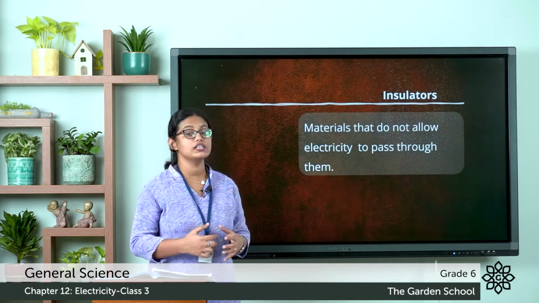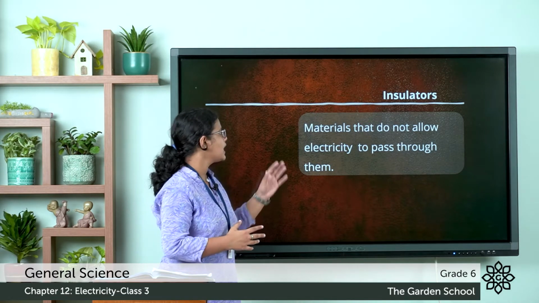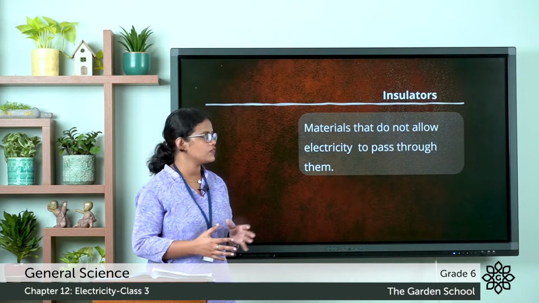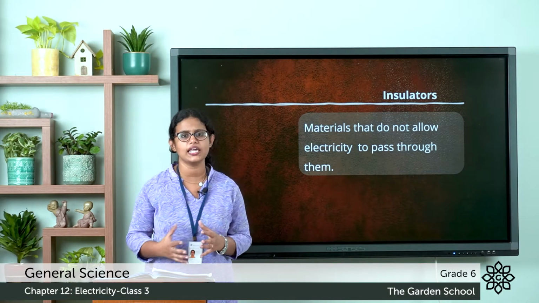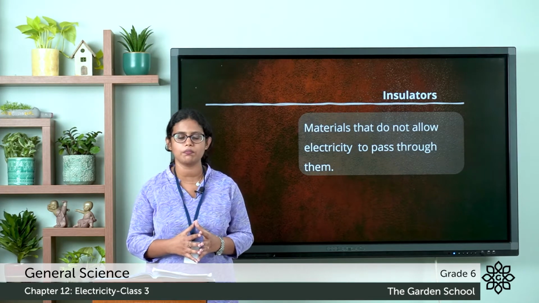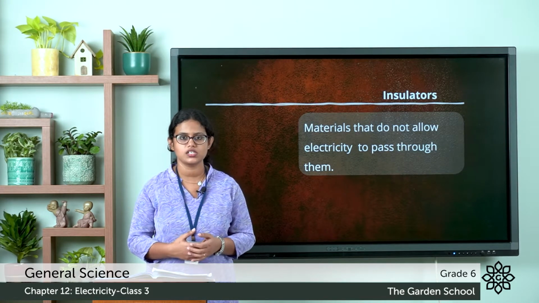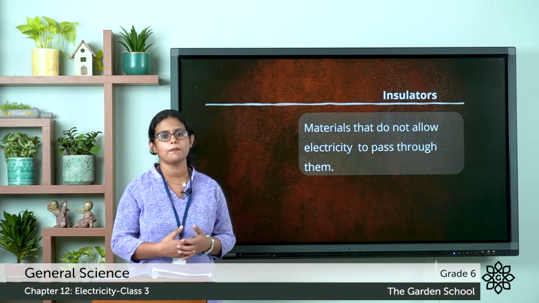The next is insulators. So what are insulators? Materials that do not allow electricity to pass through them. Such materials are called insulators. Conductors allow electricity to pass through them, whereas insulators are materials that do not.